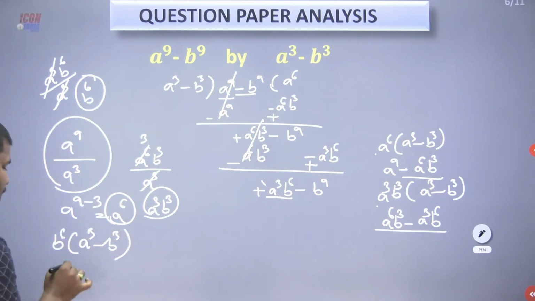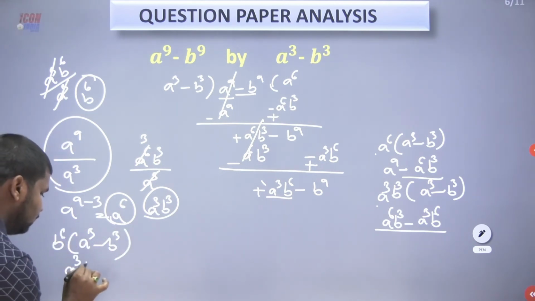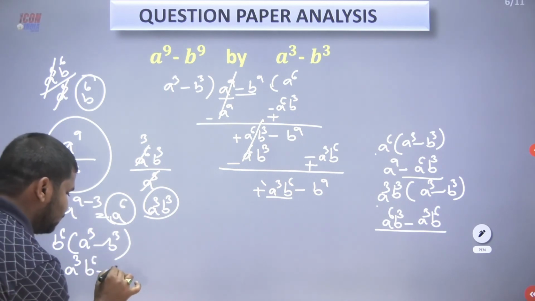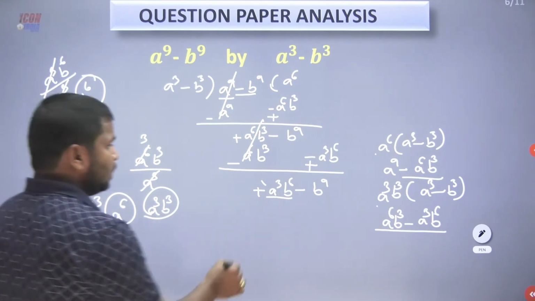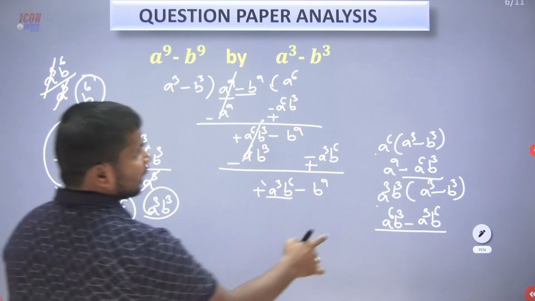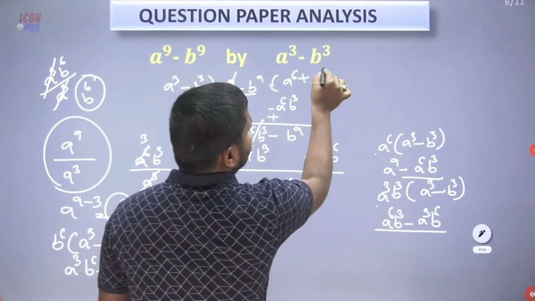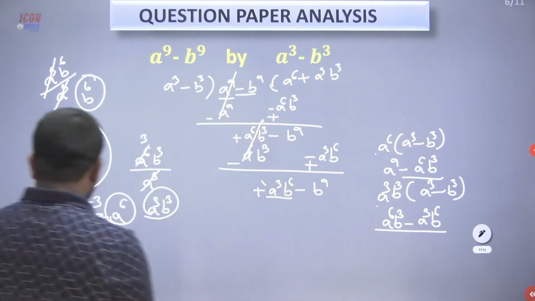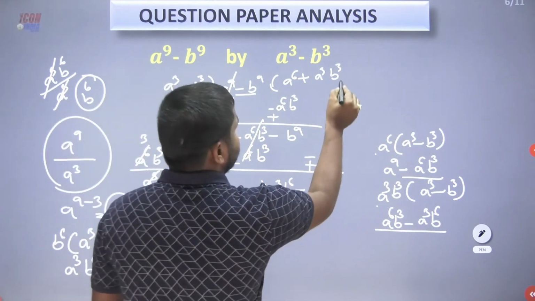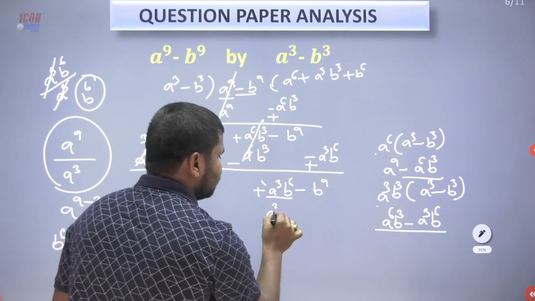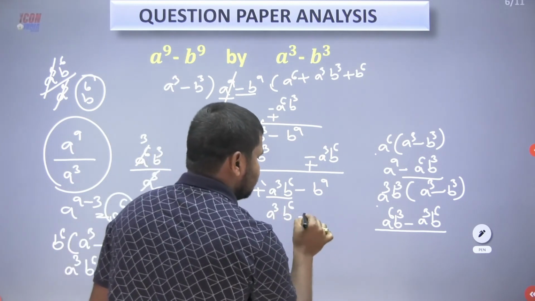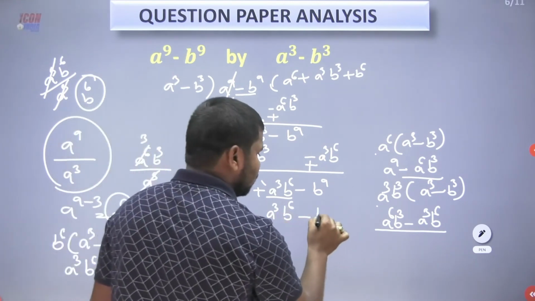B to the power of 6 into a to the power of 3 will become a to the power of 3, b to the power of 6, minus b to the power of 9. B to the power of 6 into b to the power of 3 will become b to the power of 9. So what we got here: the second step we multiplied with a to the power of 3, b to the power of 3, and the third step we multiplied with plus b to the power of 6. So here I got a to the power of 3, b to the power of 6, minus b to the power of 9.